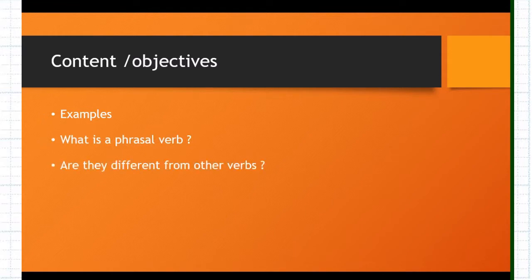We have the content and objectives of our lesson today. We are going to start with examples. What is a phrasal verb? Are they different from other verbs? How can we understand them? Practice, and the last one, production. Let's start with some examples.